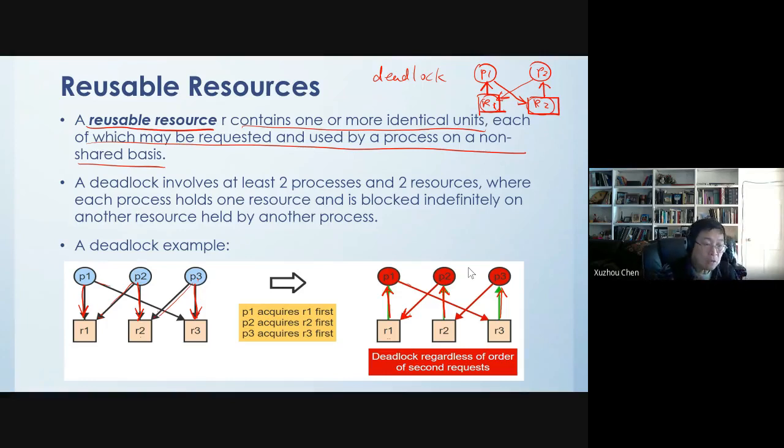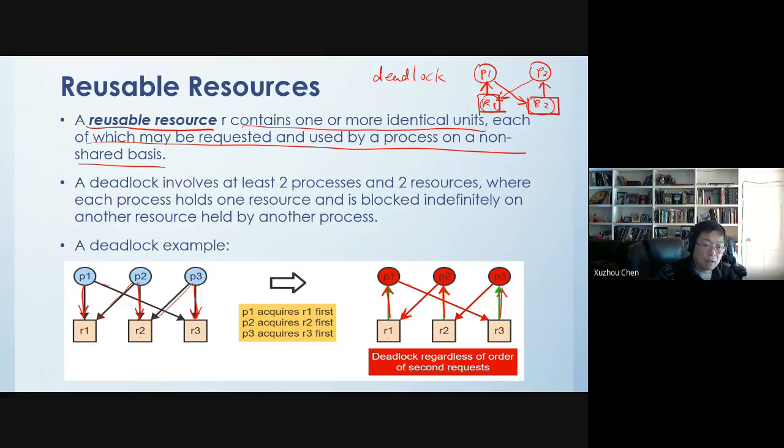Now, how can you identify the deadlock situation? Suppose that each resource has only one unit. Then you can easily figure out whether there's a deadlock or not. The deadlock must have some kind of loop. Deadlock involves a closed loop.